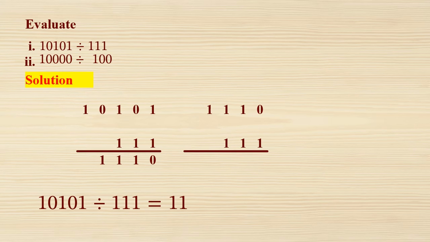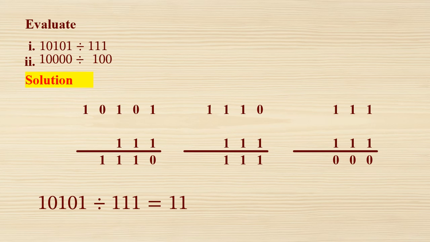1110 minus 111: we have 0 minus 1, which cannot be done, so we borrow 1, we have 10 minus 1 is 1. Then we are left with 0, so 10 minus 1 is 1. Then we are left with 0 here also, so 10 minus 1 is also 1. So the next one is 111 minus 111, which is 0. So we subtract up to 3 times before we get to 0.